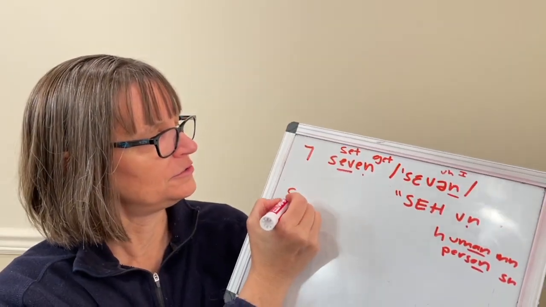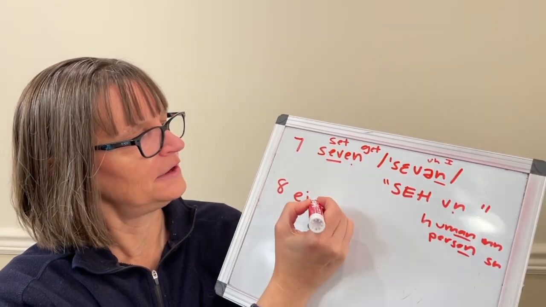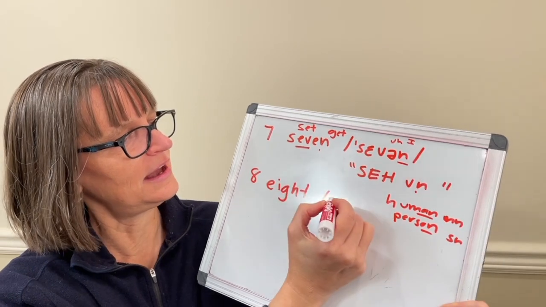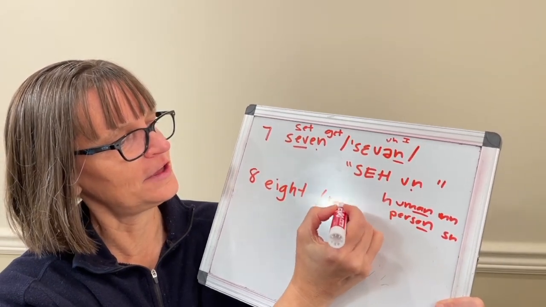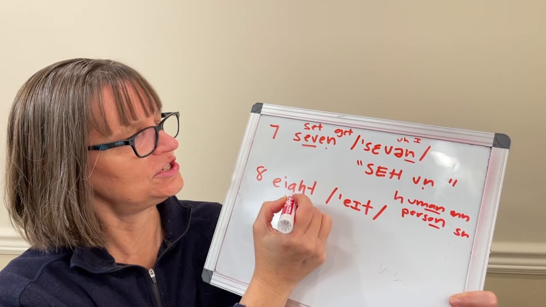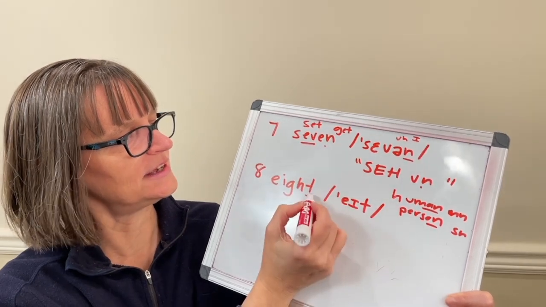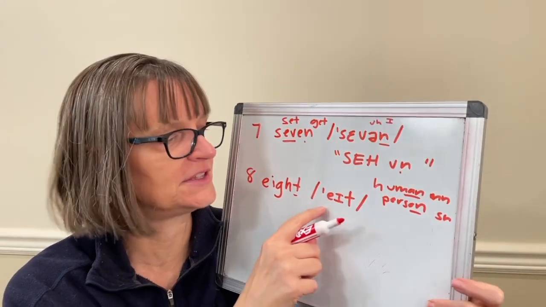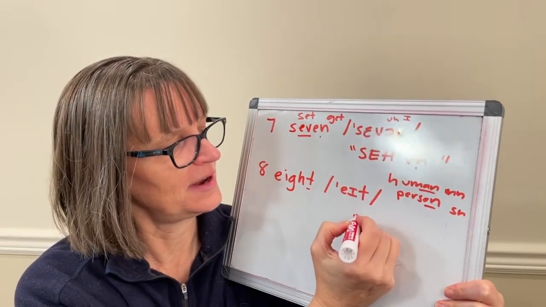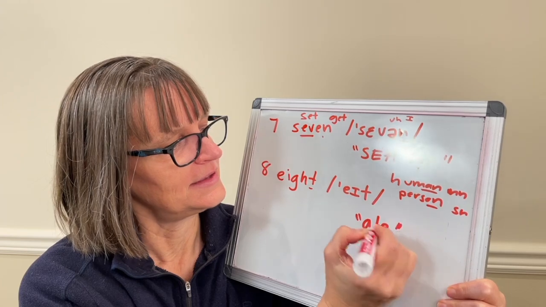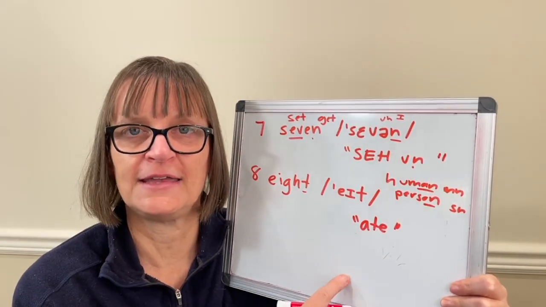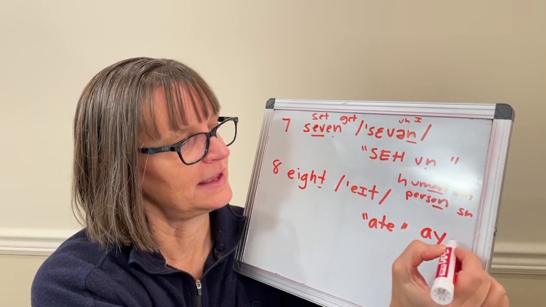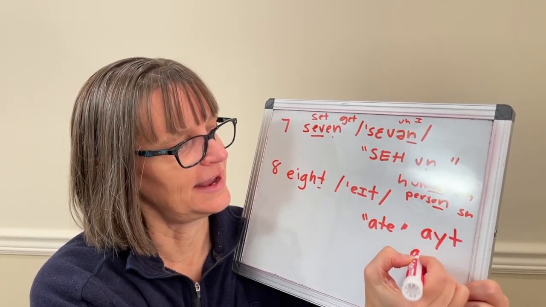Then when we go to 8, we have another unusual spelling. So the EI says the A diphthong. And then GHT, the GH is just silent, and we say the T sound. The GH probably affects the EI, it makes it say A, but this word is pronounced the same as this word, ate. I ate 8 cookies. You can also think about it like AYT or AIT.